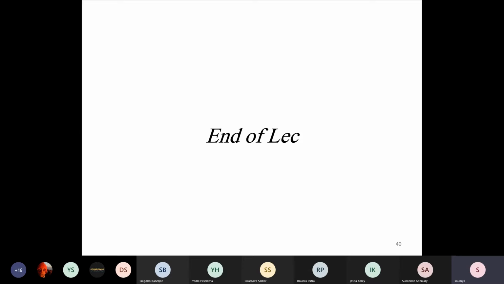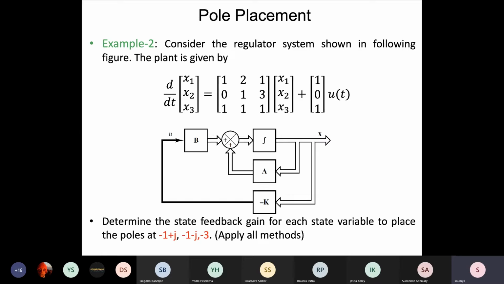So we have some examples on this which you can see here. Any questions?